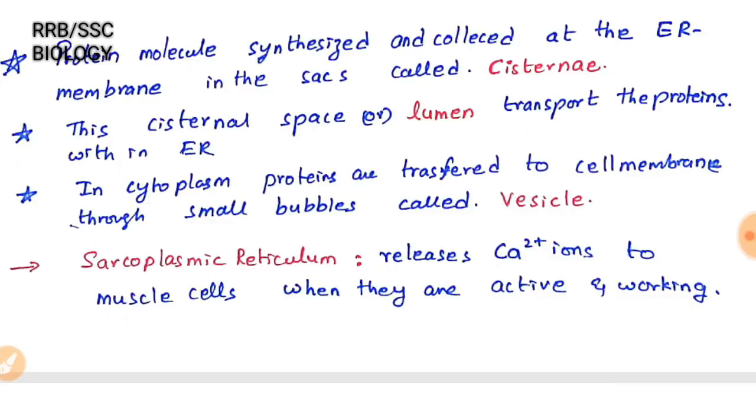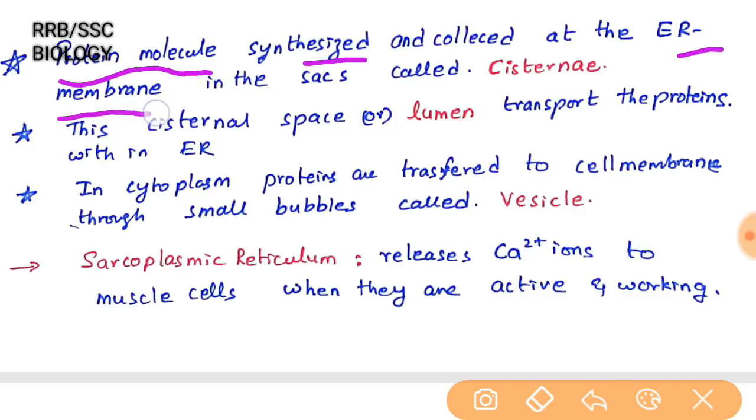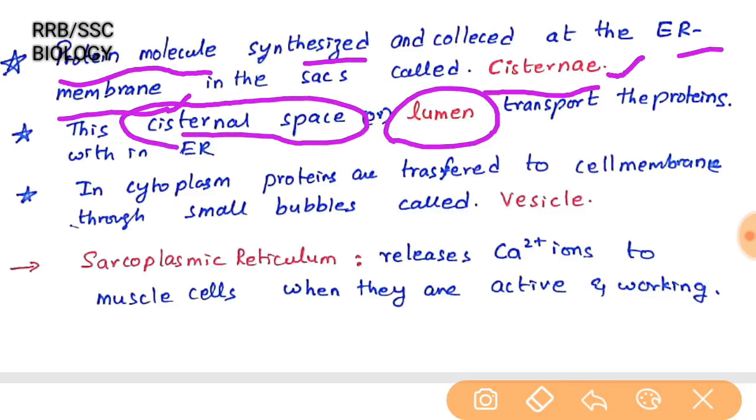So rough endoplasmic reticulum along with ribosomes synthesizes proteins, and these protein molecules are collected at the endoplasmic reticulum membrane in sacs called cisternae. See friends, the double layered membrane of the endoplasmic reticulum is called cisternae, which collects the protein synthesized by the endoplasmic reticulum and ribosomes. Okay friends, these proteins are transported by the lumen, or cisternal space. I have said that this endoplasmic membrane is double layered, and between this double layer, the cisternal space is present, which is also called lumen, which transports the proteins within the endoplasmic reticulum.